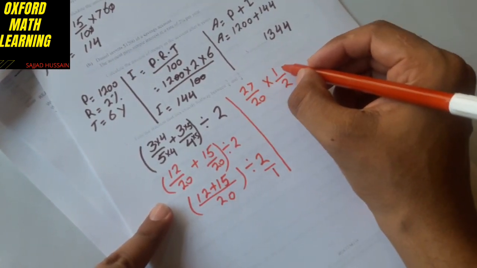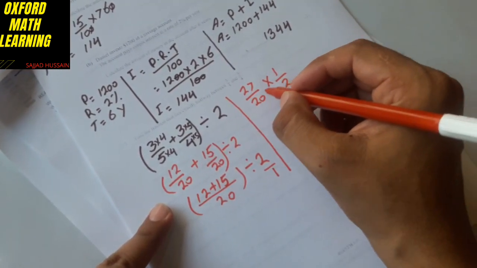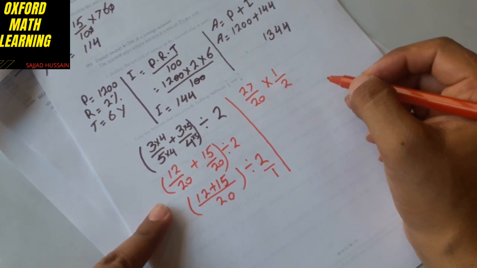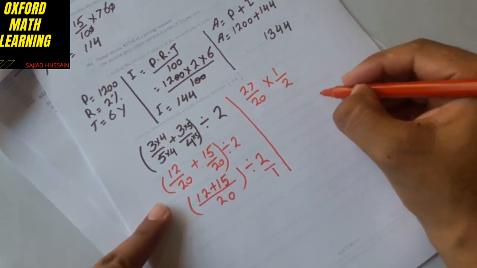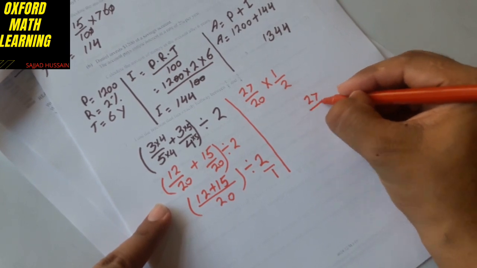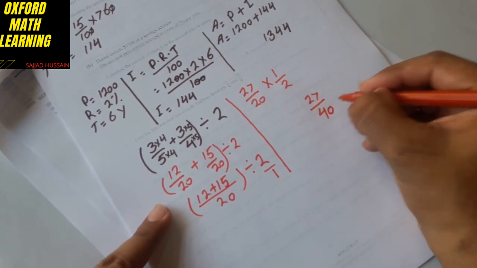So numerator multiplies with numerator and denominator is multiplied with the denominator. 27 into 1 is 27. 20 into 2 is 40. So 27 over 40 is your final answer. Clear? Then I am moving toward question 8.